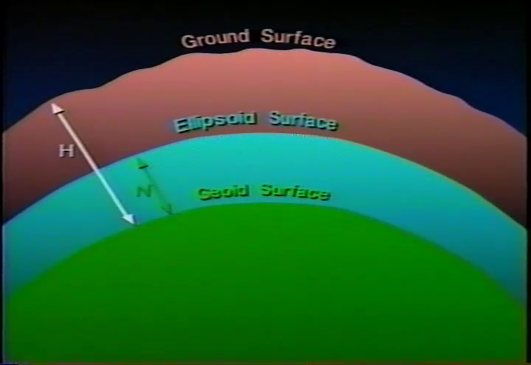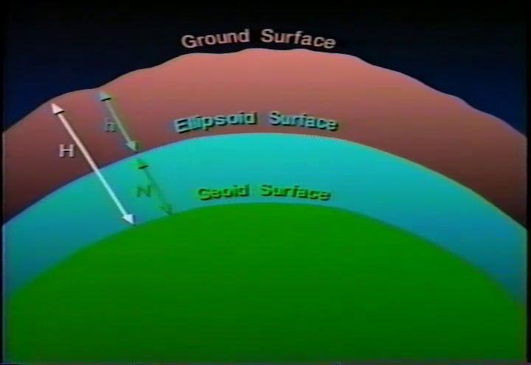Next, we see the addition of a third surface, the surface of the GRS-80 ellipsoid. In this illustration, it lies above the geoid or sea level surface. This is the case for all 48 contiguous states. The distance at a station from the geoid to the ellipsoid is called geoid separation or geoid height and noted by capital N. For the contiguous 48 states, geoid separation has a negative value because the geoid is below the ellipsoid.